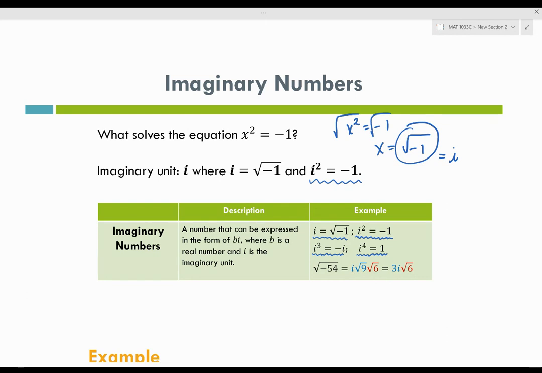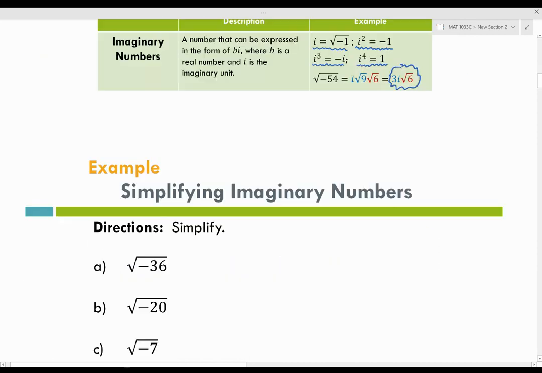Okay, so now, if we were to have a problem like the square root of -54, we can break that up into i times the square root of 9 times the square root of 6. We know that the square root of 9 is perfect, it's 3. And now this problem can be simplified as such. Okay, so we're going to practice working with imaginary numbers and complex numbers. So let's get to our first sets of examples.